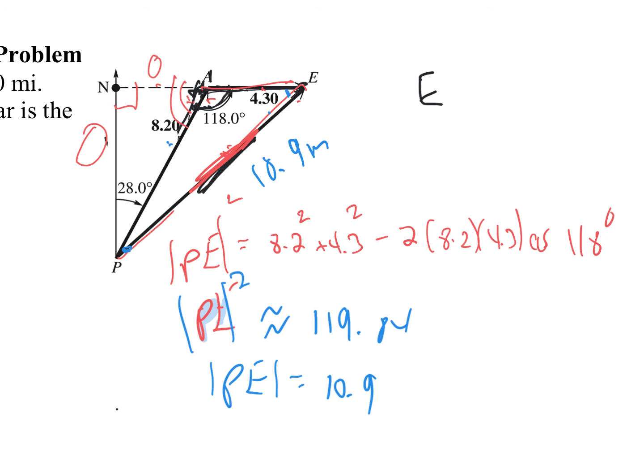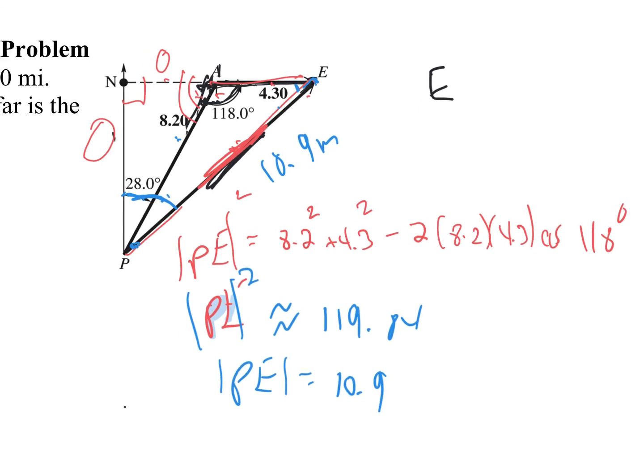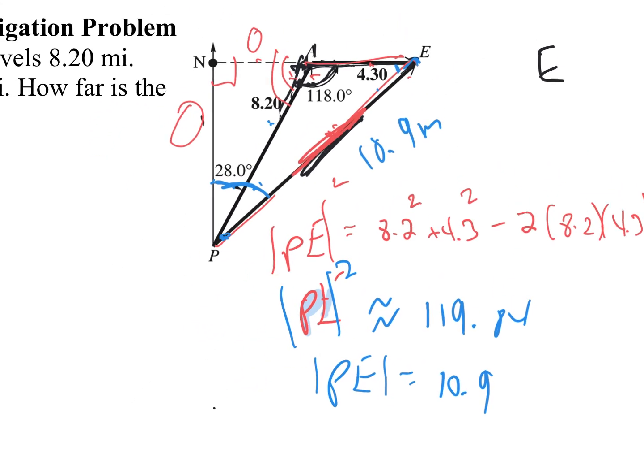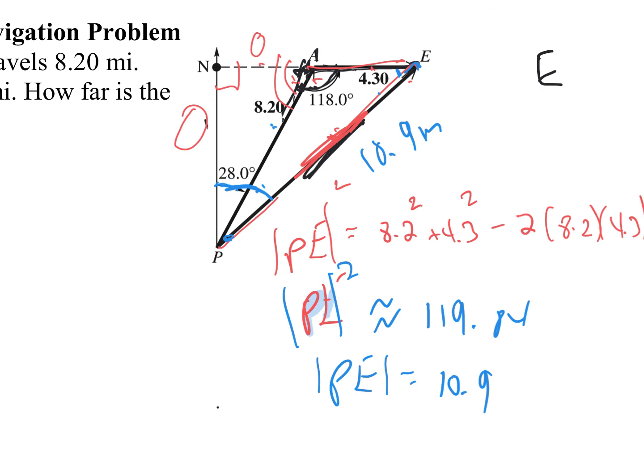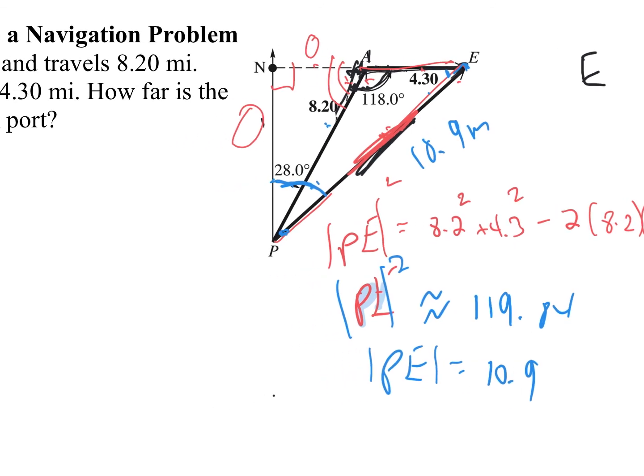That wasn't too hard. Now to find the bearing, I need this total distance here. That's my bearing to go to here. So I have part of it. I don't have this part here. I think I could use, to find this angle here, yes, I can use law of sines.